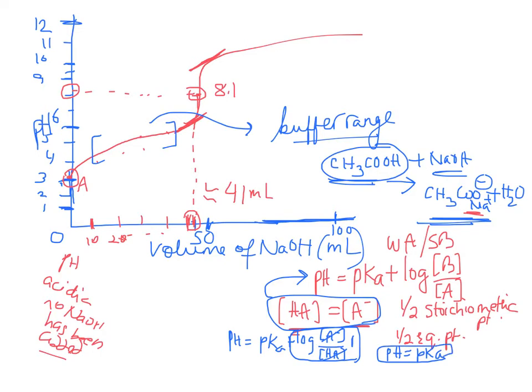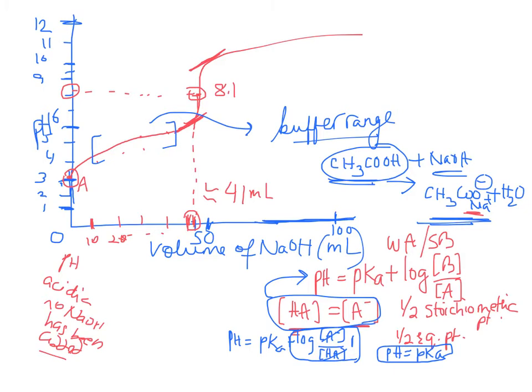So again, realize the half of the stoichiometric point, or half equivalence point, is that volume of sodium hydroxide at which half of the initial amount of the acetic acid has been converted to acetate, which has basically resulted in equal amounts of the weak acid and the conjugate base, which is why we have been able to say that the pH and the pKa are going to be exactly the same.